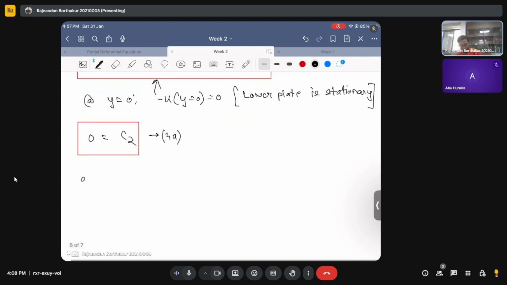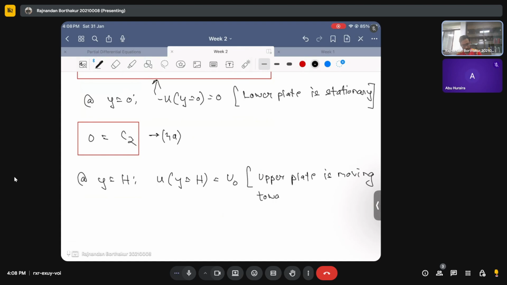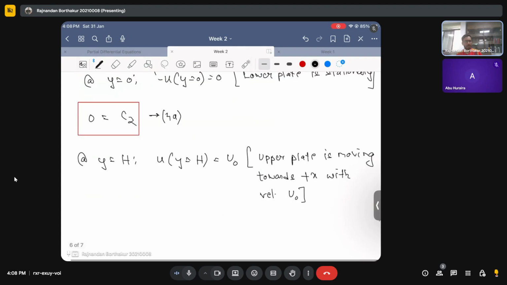From the second boundary condition, at y equal to h, I know that u at y equal to h is equal to the plate velocity, which is u naught. This is because the upper plate is moving towards the positive x-axis with velocity u naught. As a consequence of the no slip boundary condition, the layer of fluid which is just below the upper plate will also move with the same velocity as that of the plate. That's why we are writing this boundary condition.